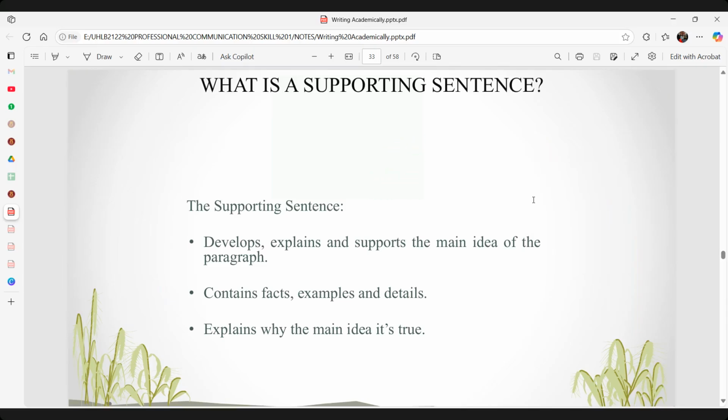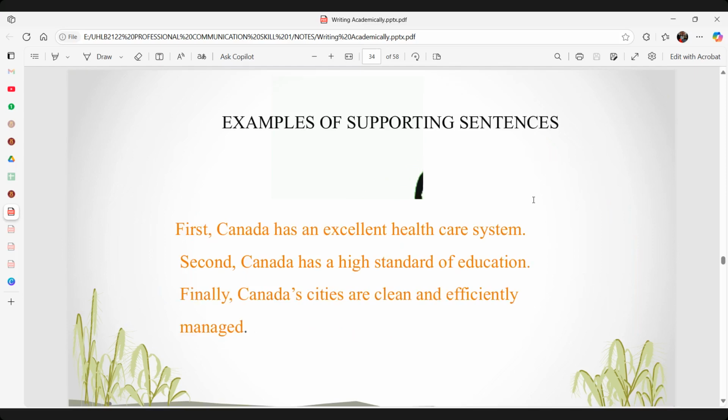Okay. The function of a supporting sentence is to explain why the main idea is true. Okay, why the main idea is true. Okay, next. So this is an example. If you take a look first, so that is the first idea, second idea, first reason, second reason, third reason.